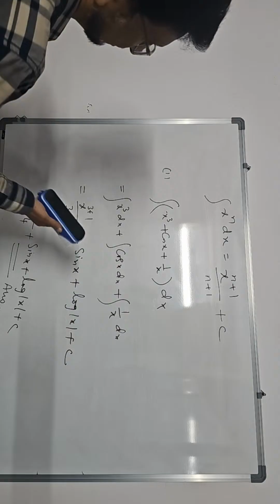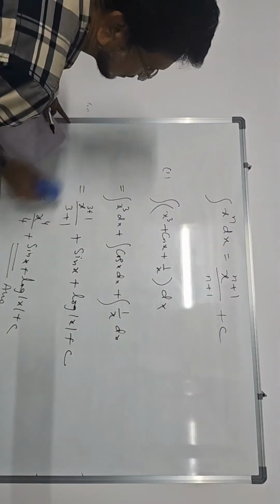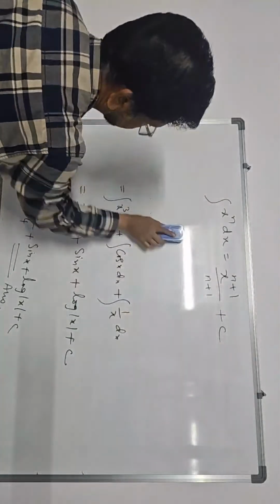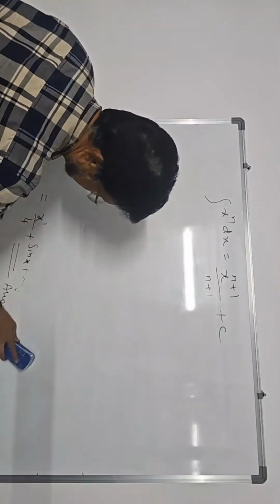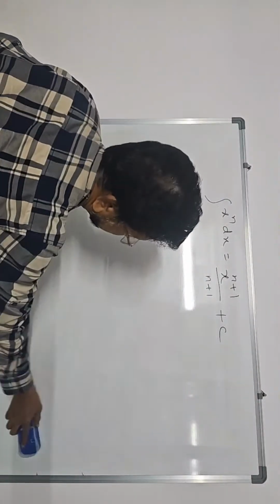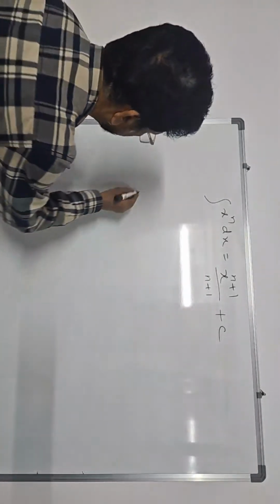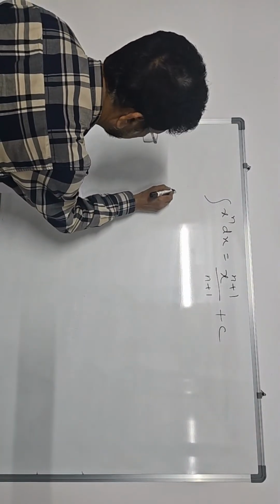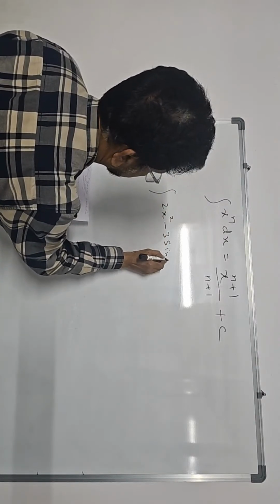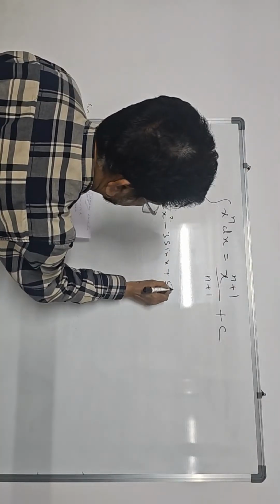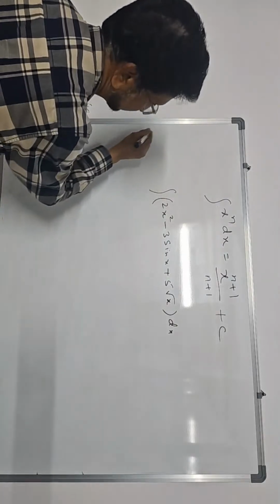You can do it yourself. If you have understood this, you can do it. Second question I am writing. Take the screenshot. If you want to understand a question, simply take the screenshot, and you will understand it easily later if you study it. Find the value of the integration of 2x square minus 3 sin x plus 5 root x. Find this value.